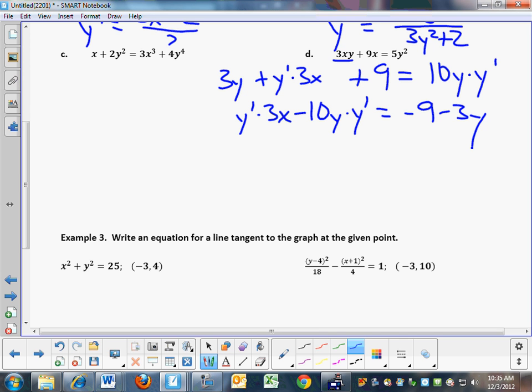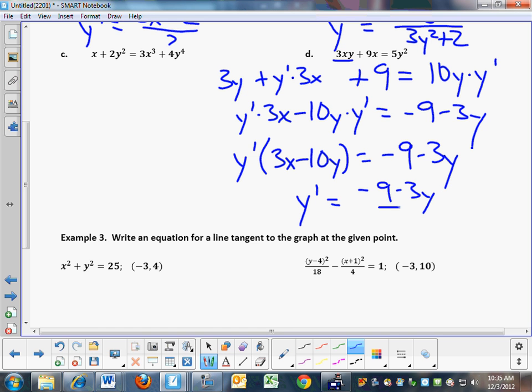Factor out my y prime, and I'm left with 3x minus 10y is equal to -9 minus 3y. Divide by 3x minus 10y, you get y prime is equal to -9 minus 3y over 3x minus 10y.